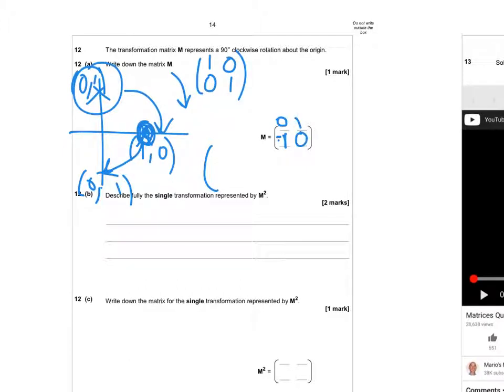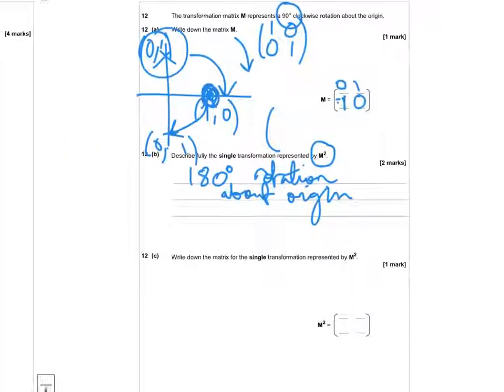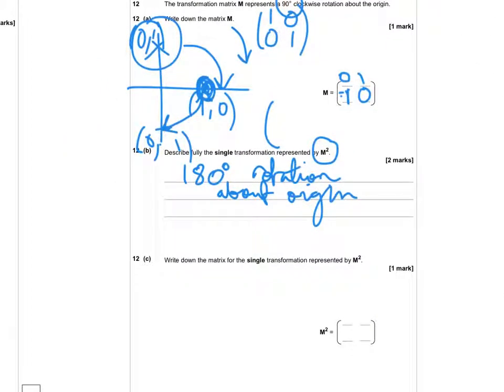Okay, m squared would be m and then m again. So that would be 90 degrees again, 90 degrees and 90 degrees again. So it's going to be 180 degrees rotation about the origin. So what's going to happen now is that this point is going to be ending up there. So that's 0, negative 1 there. And this point will end up here, which is negative 1, 0.